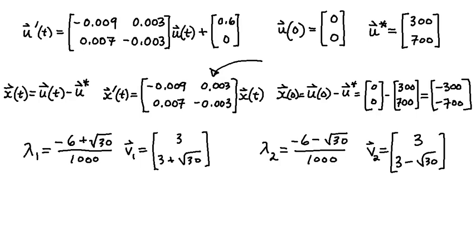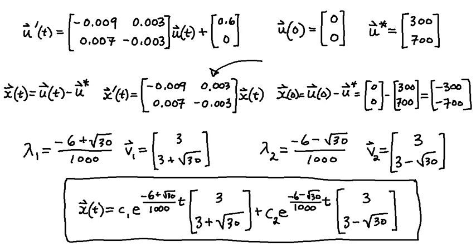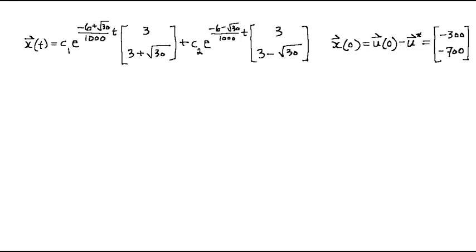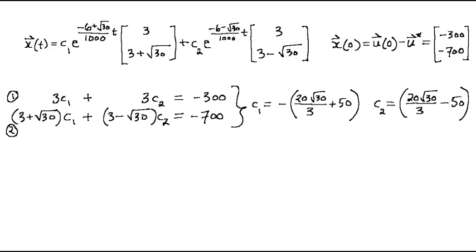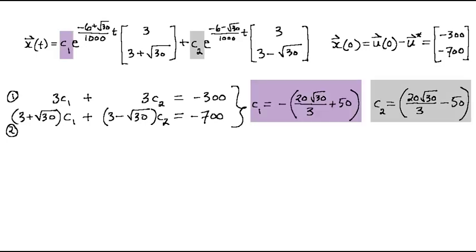Based on our previous experience, we know that the vector x is equal to this, where c1 and c2 are constants whose values have yet to be determined. We find the constants c1 and c2 in the usual way. We set t equal to 0 and use the information provided to us in the form of an initial condition to set up a system of 2 equations. The solution to these equations is the following. These values for c1 and c2 are then plugged back into our expression for x of t, bringing us to here.